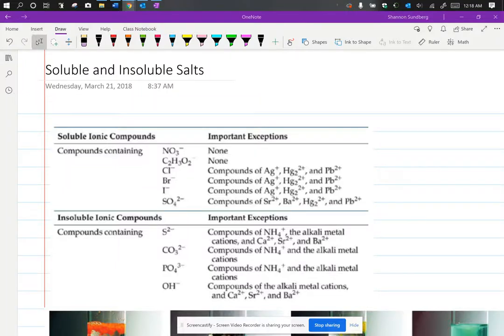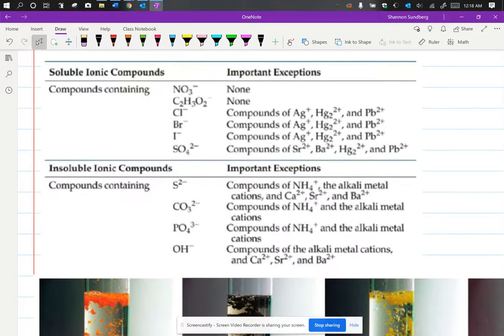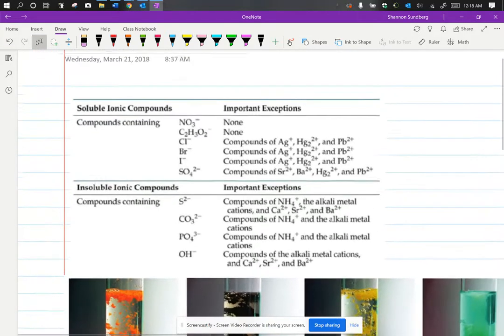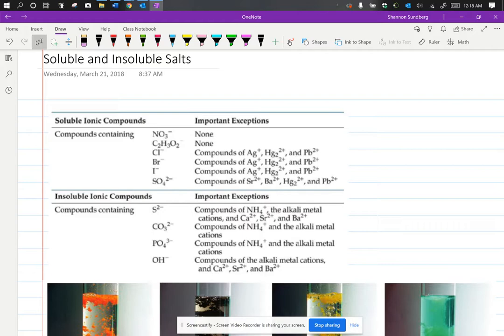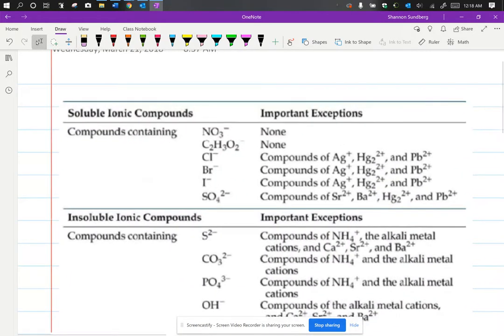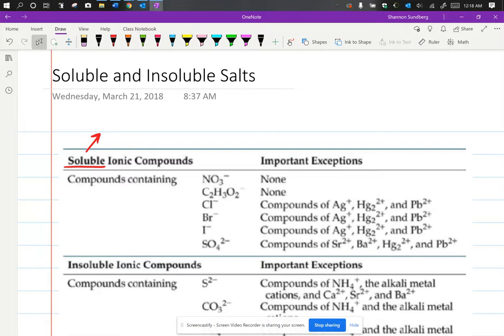I want to talk to you a little bit about soluble and insoluble salts. This chart here is located on your pink sheet, but I just took a screenshot of it to make it easier to access so I'm not flipping around during the video. So let's get started. Before I go too far, I want to talk a little bit about this vocab word, soluble. Soluble means that this salt, this substance, will dissolve in water.